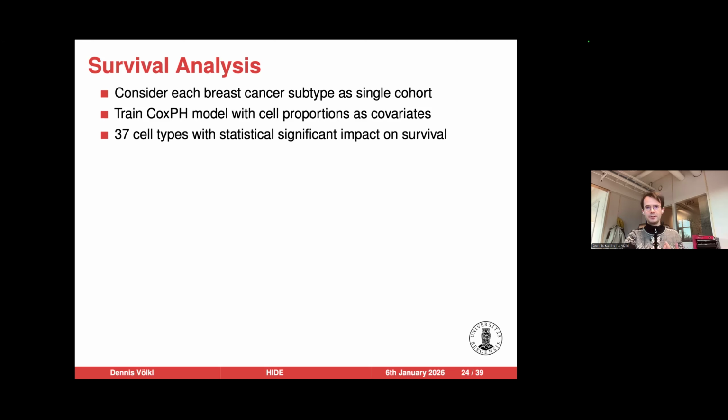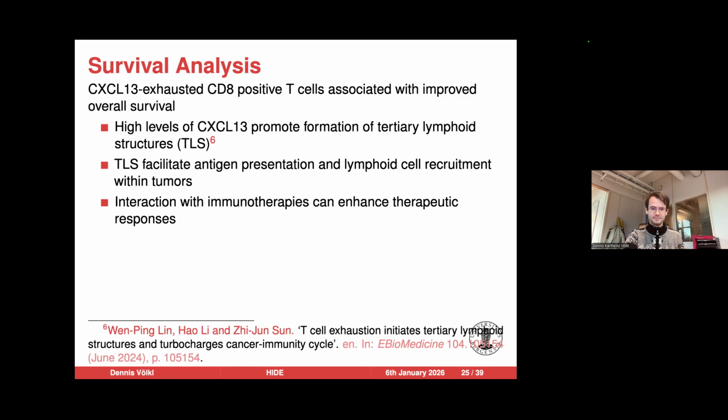And I want to briefly show you 2 examples of cells that had an impact on survival, and which also shows that we need to predict on the finest coarse layer of cell types. First, we found that CXCL13 exhausted CD8 positive T cells were associated with improved survival, which is also backed by the biological literature, as for example, Lin et al. showed that high levels of CXCL13 promotes the formation of so-called tertiary lymphoid structures. These then seem to facilitate antigen presentation and lymphoid cell recruitment within tumors.